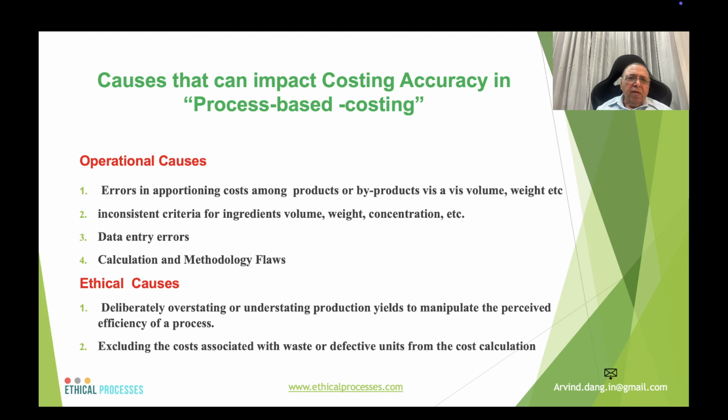Causes. Operational causes: errors in apportioning costs amongst products or byproducts, service, volume, weight, etc.; inconsistent criteria for the ingredients, volume, weight, concentration, etc.; and data entry errors in calculation and methodology flaws. Ethical causes can be deliberately overseeing, overstating, or understating production yields to manipulate the perceived efficiency of a process, and excluding the costs associated with the waste or defective units from the cost calculations.